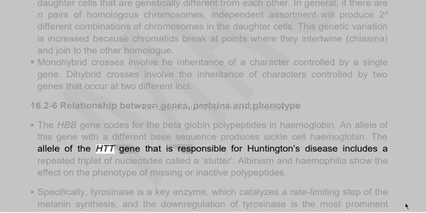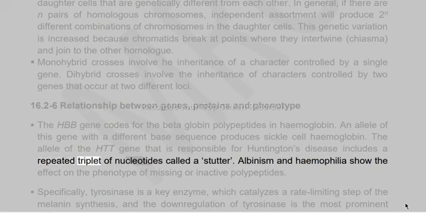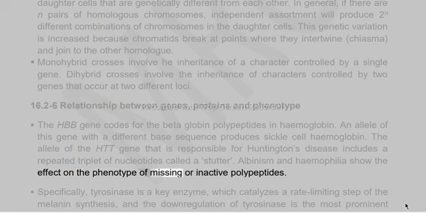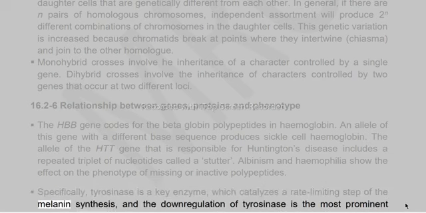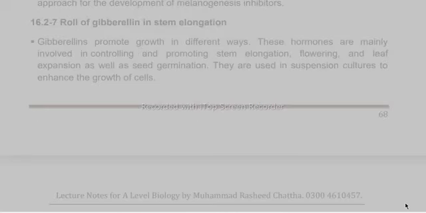The allele of the HTT gene that is responsible for Huntington's disease includes a repeated triplet of nucleotides called a stutter. Albinism and hemophilia show the effect on the phenotype of missing or inactive polypeptides. Specifically, tyrosinase is a key enzyme, which catalyzes a rate-limiting step of the melanin synthesis, and the downregulation of tyrosinase is the most prominent approach for the development of melanogenesis inhibitors.